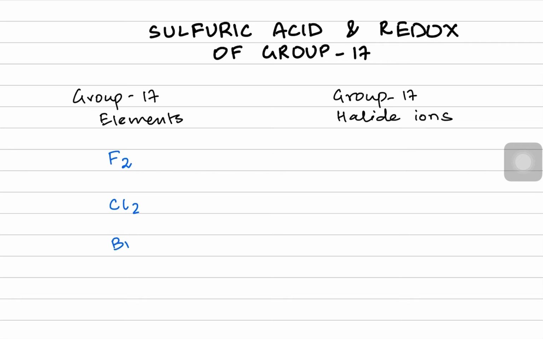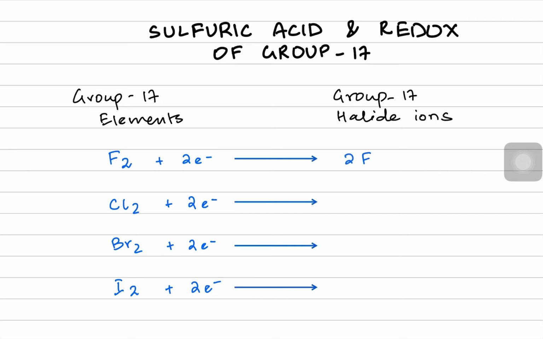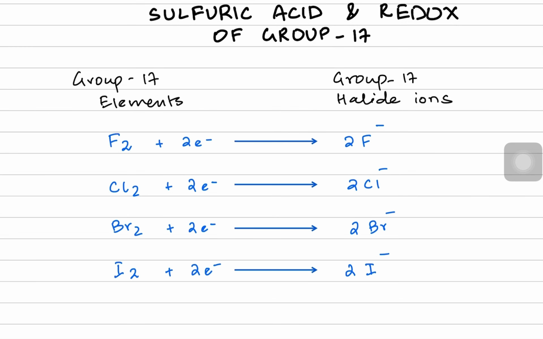From fluorine, chlorine, bromine and iodine the reactivity changes because each one wants to gain electrons. They gain 2 electrons, one atom gets 1 electron and they become 2 halide ions. But the reactivity changes based on which reaction is faster and which one is slower. Like fluorine gains electrons really easily. Fluorine oxidizes others and fluoride will never be oxidized. Fluoride can't be oxidized because fluoride is very stable.